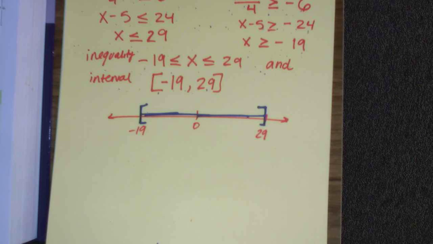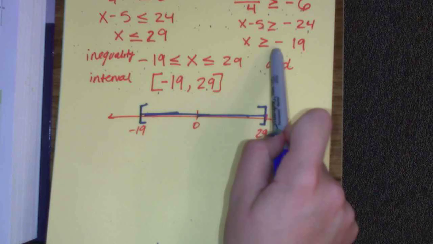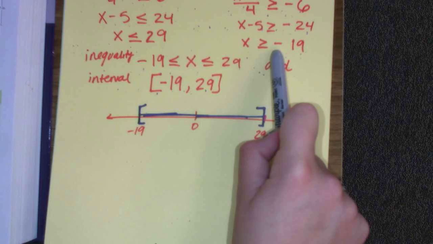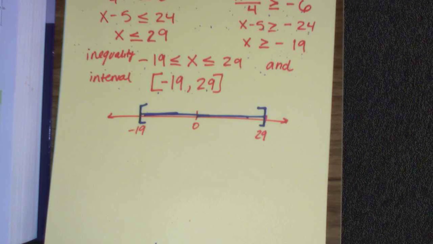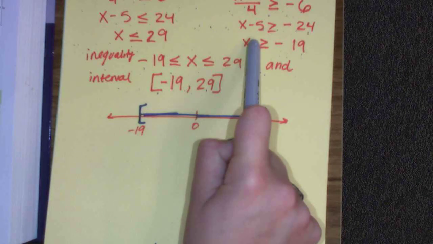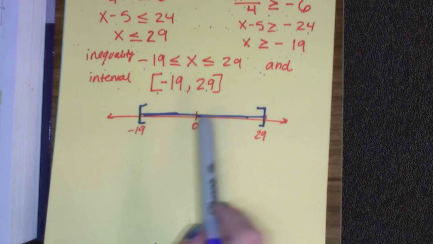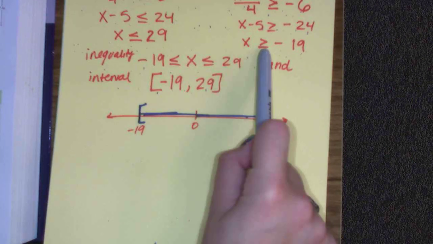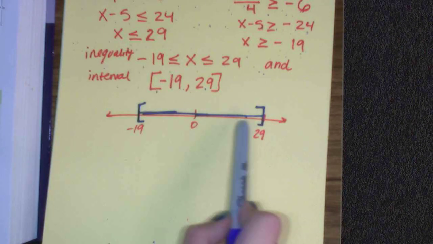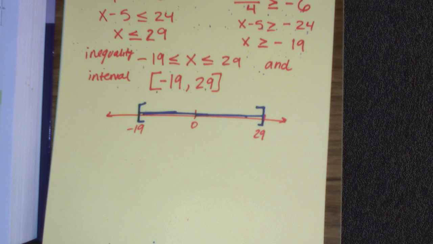And then also you can plug in points. If I plugged in negative 20, is negative 20 greater than negative 19? No, it's not. So that's not in my interval. Negative 20 would be in this one, but it's not in this one. So you have to have numbers that work for both. Like 0: 0 is greater than negative 19, and 0 is also less than 29. So I know that it's in this interval here. Okay? Alright.